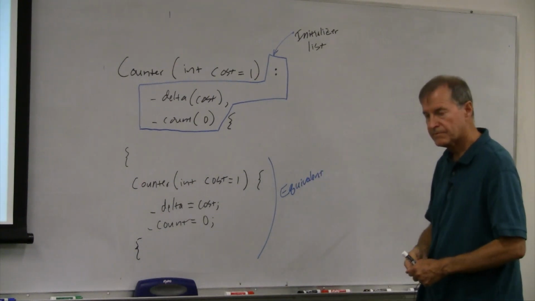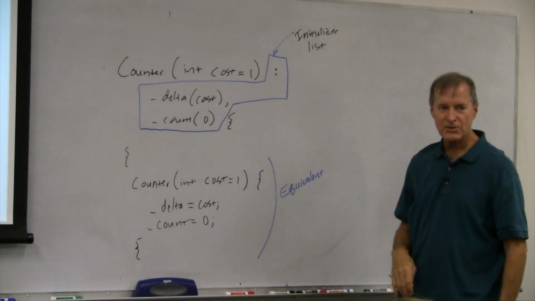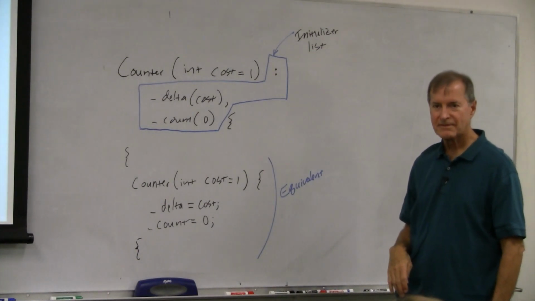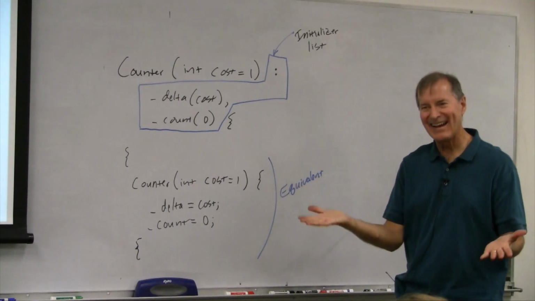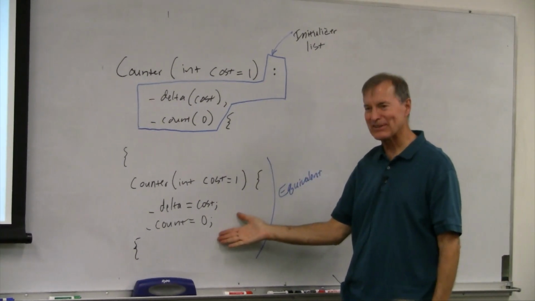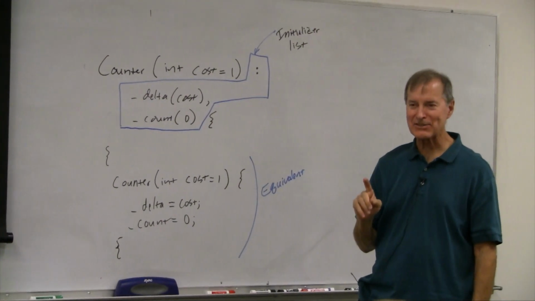All right? So that's called an initializer list. So what's the obvious question? Why do it this way? I mean, you could do it this way. What's the difference? Okay, and that is the obvious question.